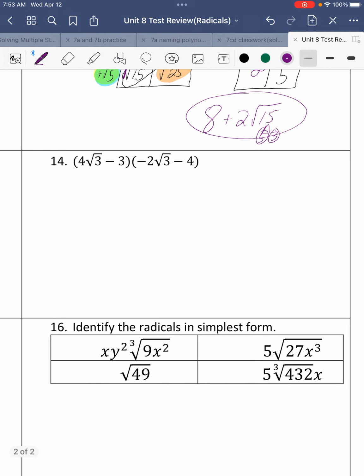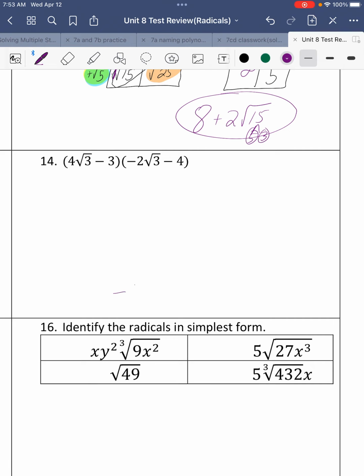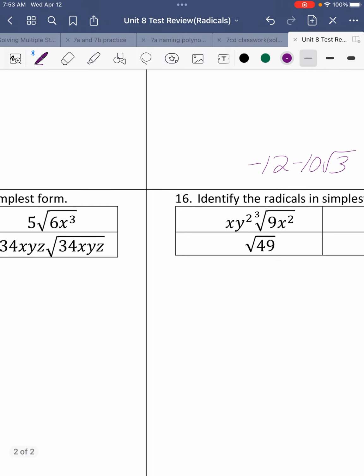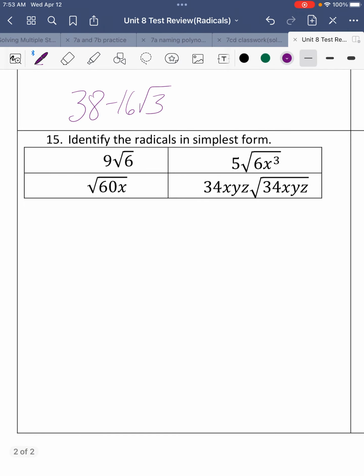The final answer there is 38 minus 16 square root of 3. Number 14, again, very similar, negative 12 minus 10 square root of 3. And number 15, you're going to simplify each individual radical. So 9 square root of 6, can you break it down? 2 times 3. Can you simplify anything?